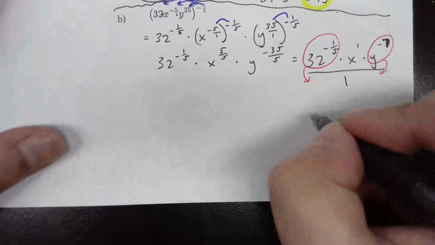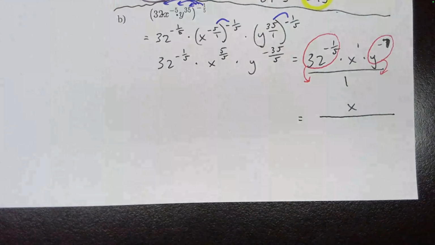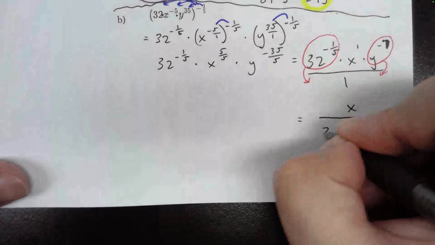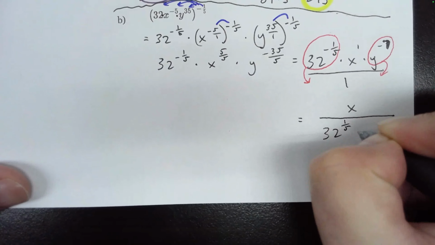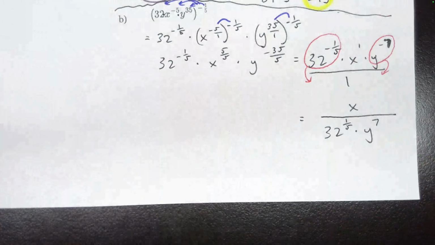So it's going to be x by itself on top. It's x to the first, but you can just write x. And then on bottom, it's 32 to the 1/5 times y to the 7th.